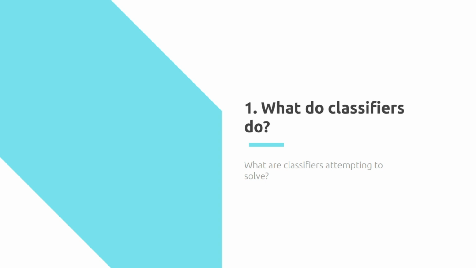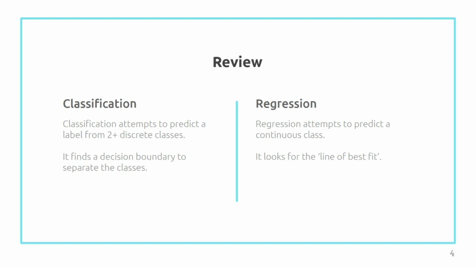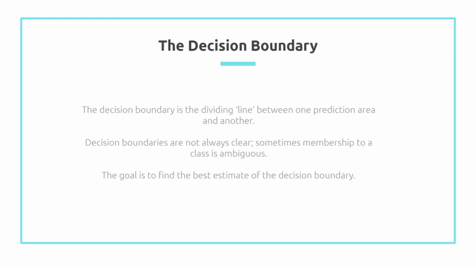What do classifiers do? What problems are they attempting to solve? We covered this in our first video, but a quick review. We're focusing on classification problems, and classification attempts to predict a label from two or more discrete classes. It finds a decision boundary to separate the classes. We're not thinking about regression, which attempts to predict a continuous outcome. Classification algorithms work by splitting the problem space into areas that are assigned a class.